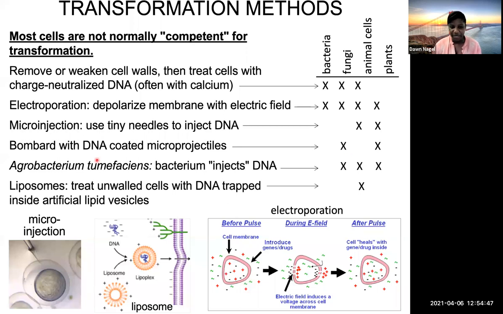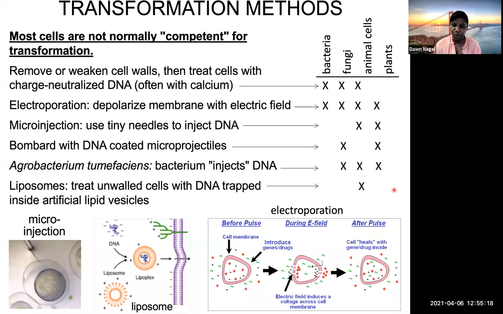In terms of plants, most of the transformation we use in plants uses this special type of bacteria that adheres to the cell and injects its DNA into the cell. This is the method that's used most commonly, I would say, to transform plant cells: Agrobacterium tumefaciens. And you can also use it for other systems as well.